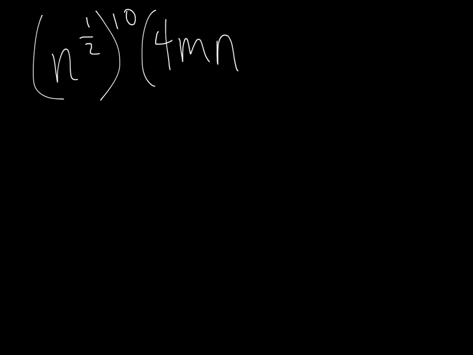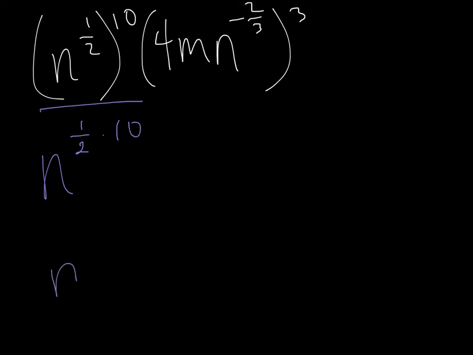Let's look at another example. If we have n to the 1/2 raised to the 10th power times 4 times m times n raised to the -2/3, all of that cubed. Well, let's just look at it piece by piece. This first part here, n to the 1/2 raised to the 10th power. Well, that is n to the 1/2 times 10, which is n to the 5th, right?